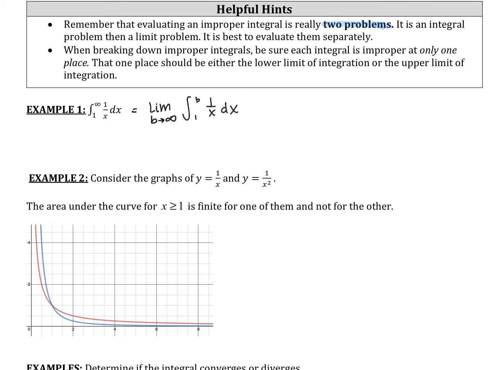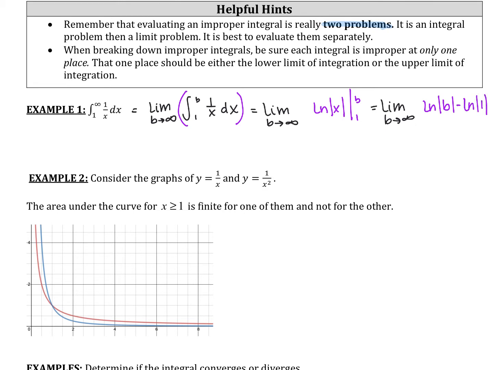Now here's the deal. This is two problems. The first problem I'm going to focus on is this integral right here. I'm going to use the fundamental theorem of calculus to find this integral. So rewriting the problem, I would have the limit as b approaches infinity of the natural log of the absolute value of x evaluated from 1 to b. And again, I'm still working on this integral problem. So I've got the limit as b approaches infinity of the natural log of the absolute value of b minus the natural log of 1.